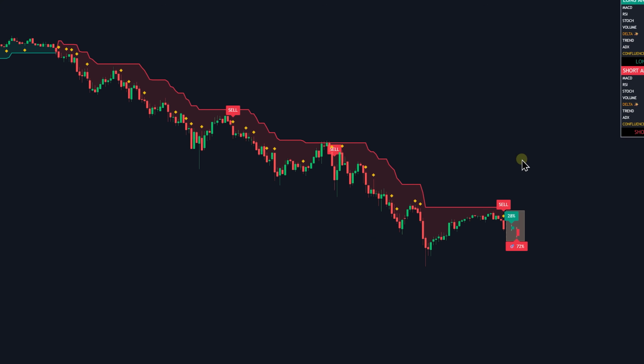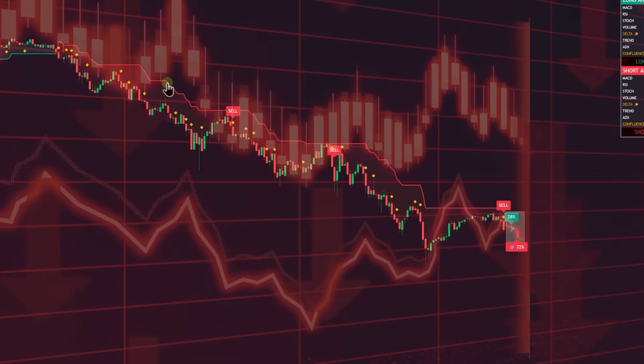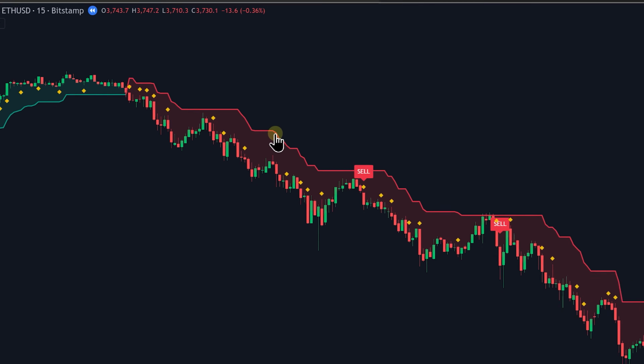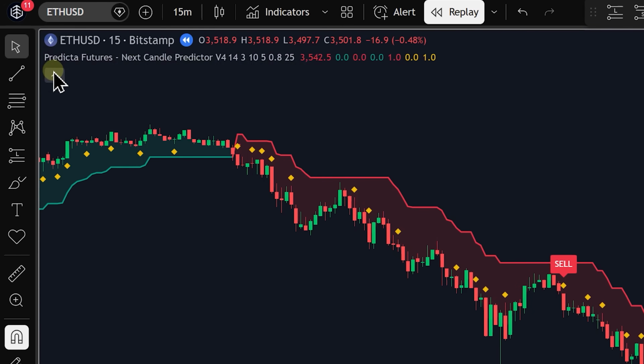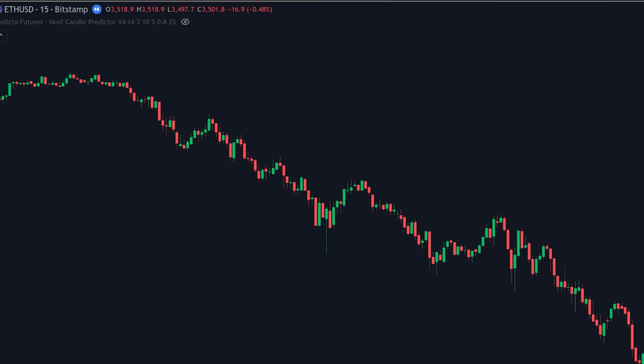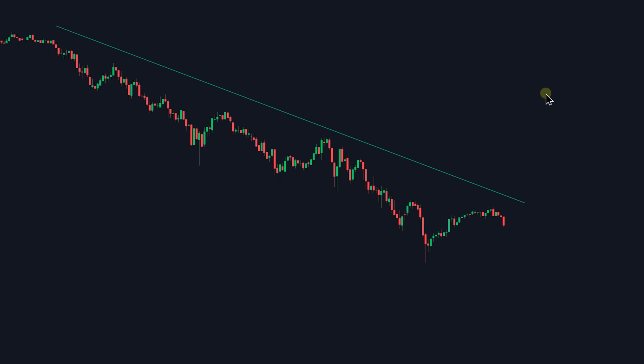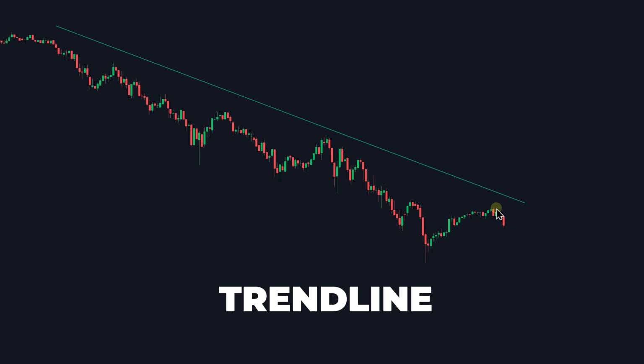Now, for a short position, the first condition is to use the indicator, specifically the SuperTrend section, to identify that the market is bearish, so it should be colored red with price trading below it. After checking this, we can hide the indicator because we don't want to rely on it alone. Next, you want to draw your trend line. As you can see in this example, the price bounced off the line multiple times. This is how you draw a proper trend line.